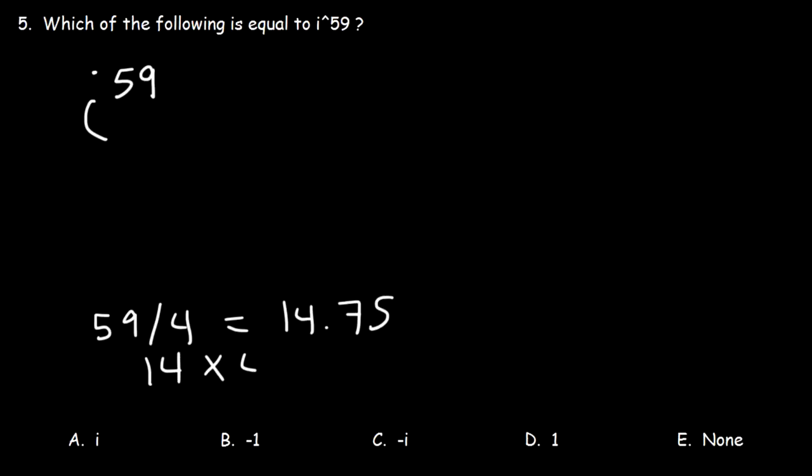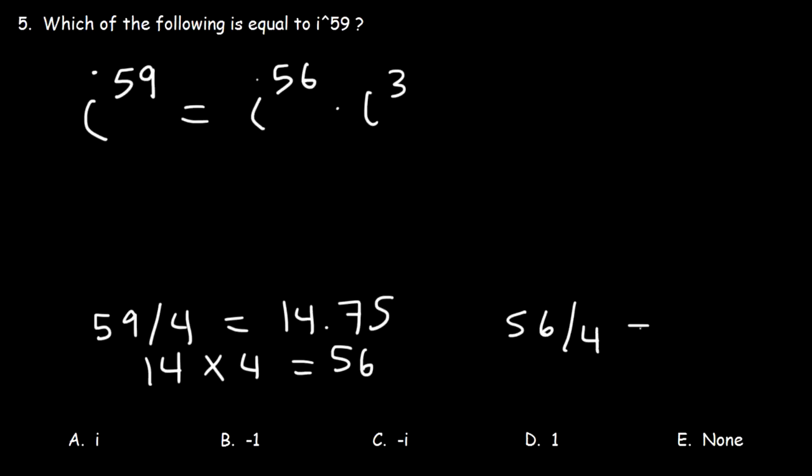Number 5, which of the following is equal to i raised to the 59? So 59 divided by 4, if we get the decimal value of that, it's equal to 14.75. Now if we take 14 and multiply it by 4, that's 56. So we want to break this into i raised to the 56 times i to the third. 56 plus 3 is 59. And 56 divided by 4 is 14.